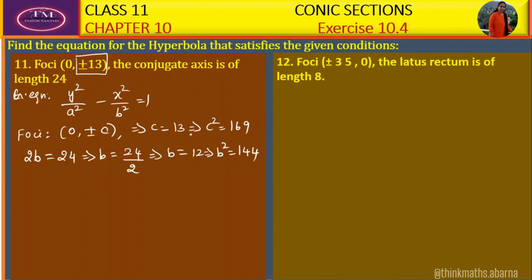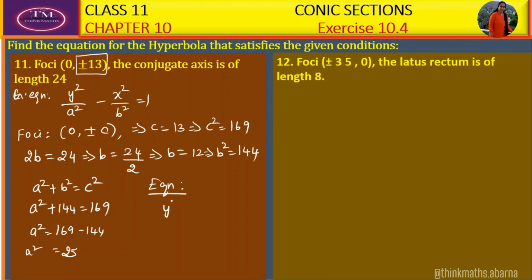So now what is the relationship between a, b and c? We know a square plus b square equal to c square. A square we need to find. What is b square? It is 144. C square is 169. So a square will be 169 minus 144, which is 25. So a square is 25. Therefore, what is the equation? Y square by a square, which is 25, minus x square by b square, which is 144, equal to 1. This is the equation of the hyperbola. Clear? Next one, 12th one.